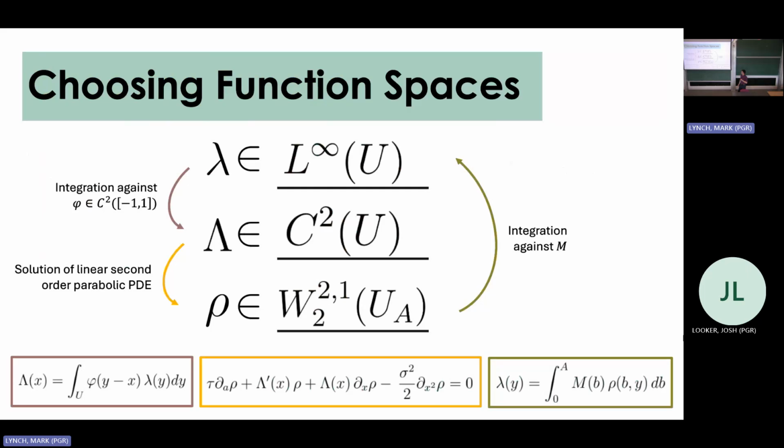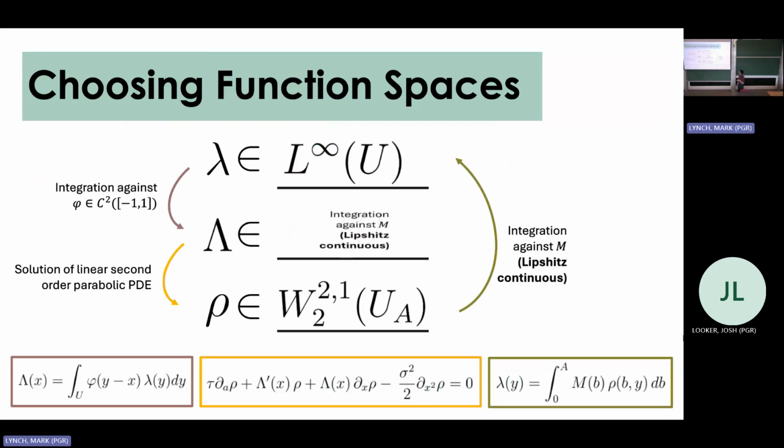The solution lives in this Sobolev space. The 2 and the 1 means that it has 2 weak space derivatives and 1 weak time derivative, and this 2 means that the solution and all its derivatives are L2 functions. And then with a bit more work, we can check that if the solution to the PDE is in this space, when we integrate it, we get back something that is in L infinity. So this is a consistent set of spaces for us to define all of the mappings. So the mapping is to go through the whole loop.